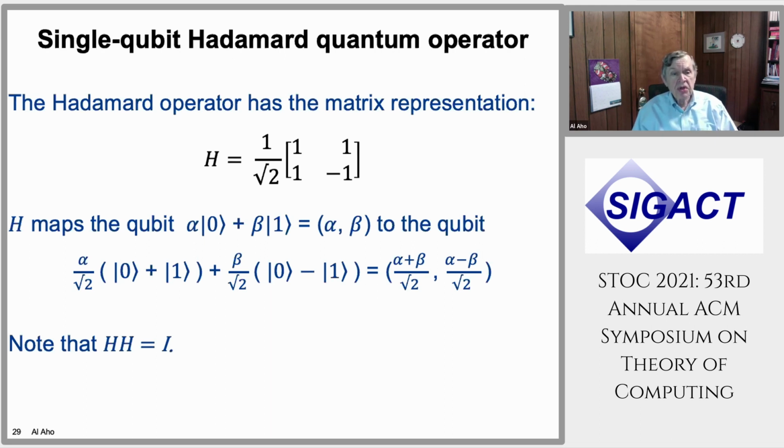And you'll notice that if we apply the Hadamard transform twice, we get the identity matrix. So you might think of the Hadamard transform as the square root of the identity matrix, but it's simpler to think of it as a rotation of the unit vector in Hilbert space.